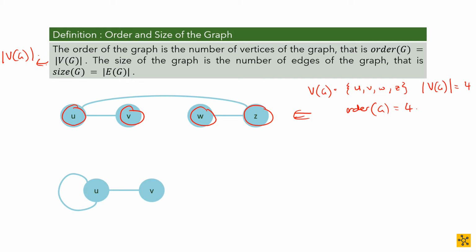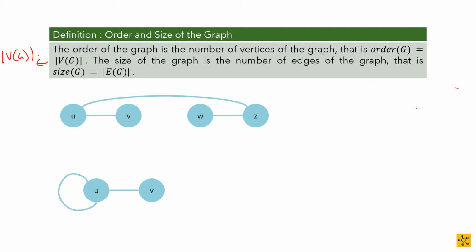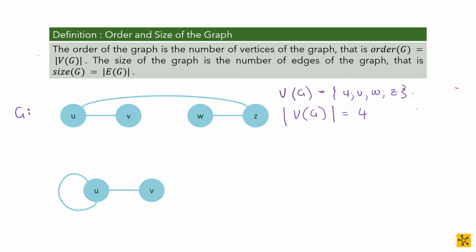Okay, so let's do that one more time just so you can get comfortable and familiar with the notation. We're going to first write down the vertices set. So we have the vertices set of the graph G, let's just call this one graph G, is equal to U, V, W, and Z. Then we're going to say the number of elements of the vertices set of the graph G is equal to, and then we just count the number of elements, 4. That also means that the order of graph G is equal to 4.